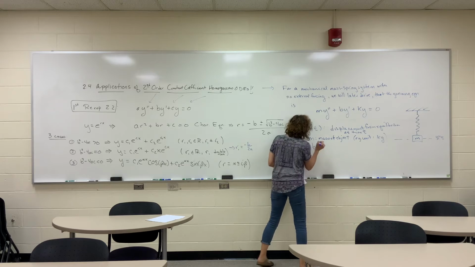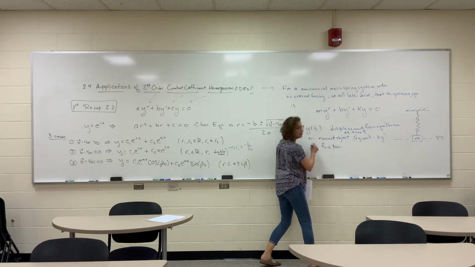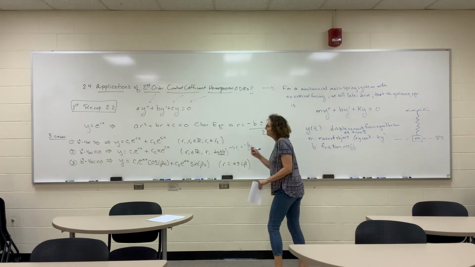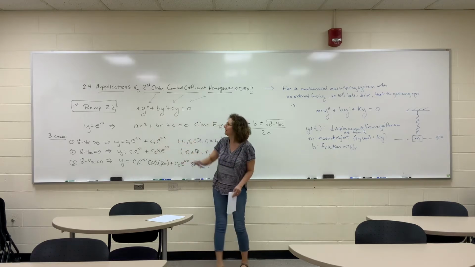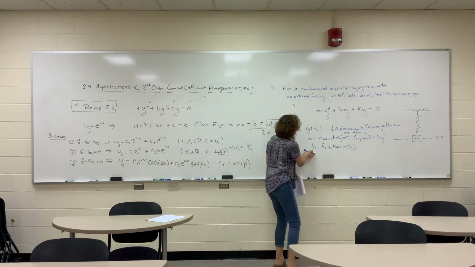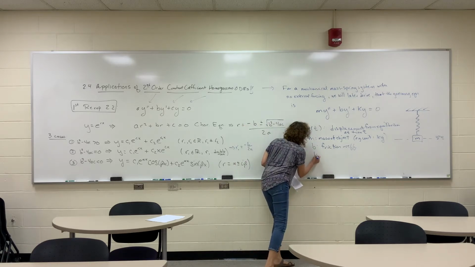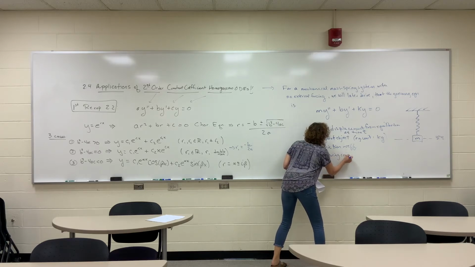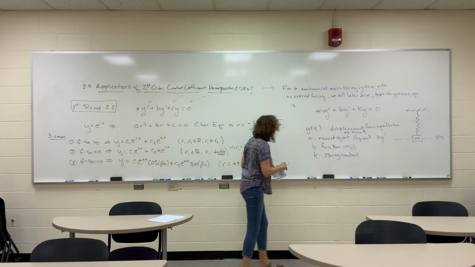What is B? B is a friction coefficient. Now, unfortunately, your book uses C for the friction coefficient. I'm not going to use C because I don't want you to get it confused with this, so I'm going to use B, for lots of books will use B, some will use F. So be careful of that, okay? So B is a friction coefficient, and what is K? K is a spring constant, associated with the stiffness of the spring.